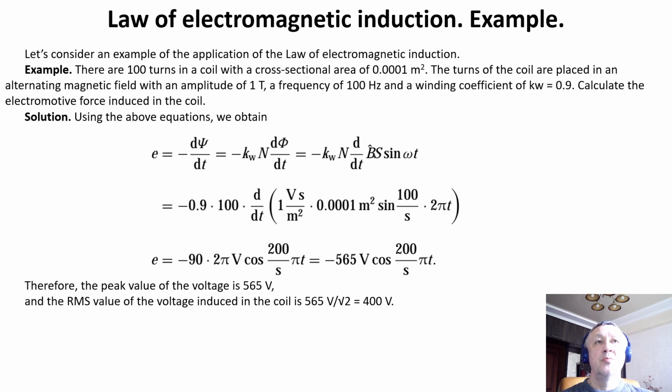Solution: when we use the above equations, we obtain the next formula and numeric results. Therefore, the peak value of the voltage is 565 volts, and the RMS value of the voltage induced in the coil is 400 volts.